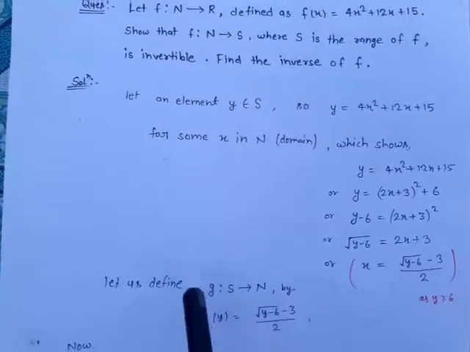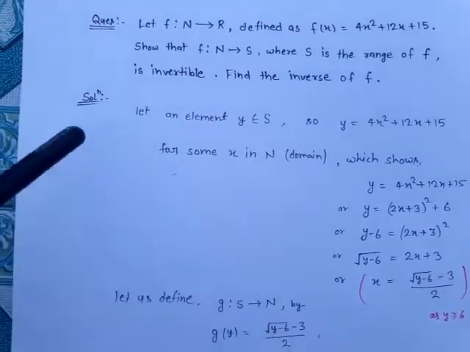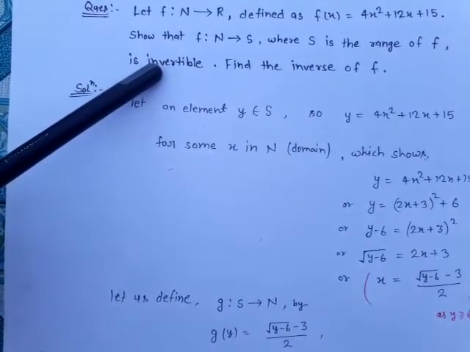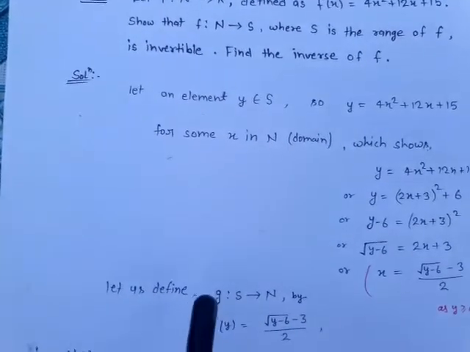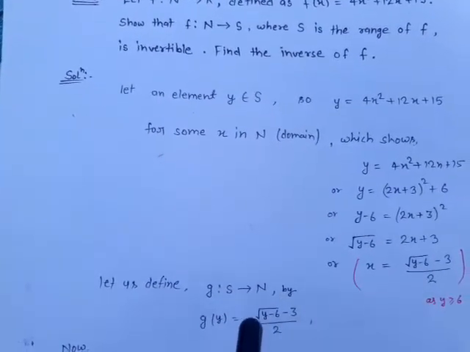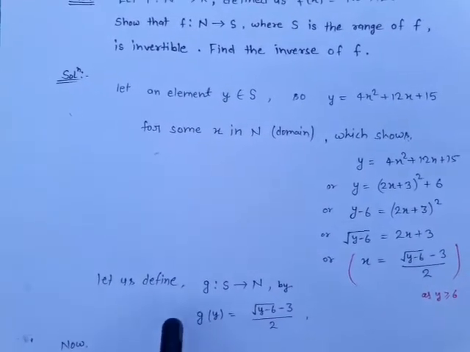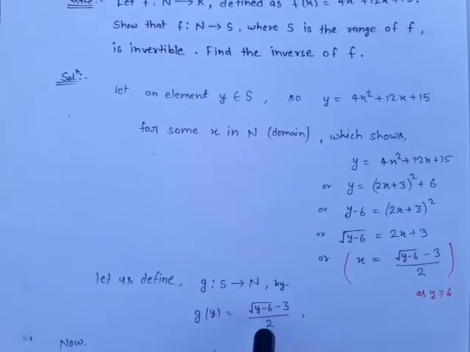Now let us assume a function g from S to N. Why do we assume this? Here we can prove function f invertible, so assume a reverse function g from S to N, defined by g(y) = (√(y − 6) − 3)/2. Assuming this, afterwards we can solve the two forms, gof and fog.